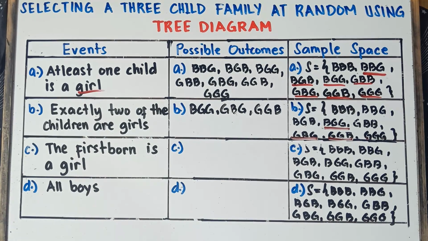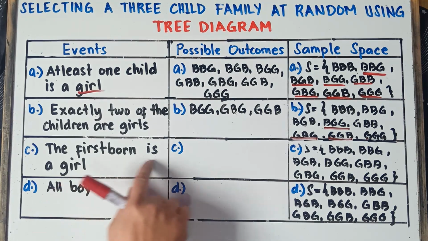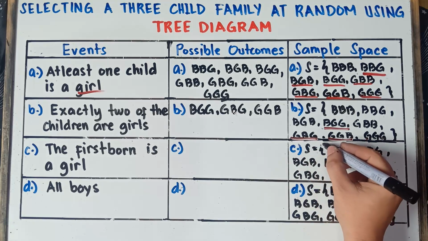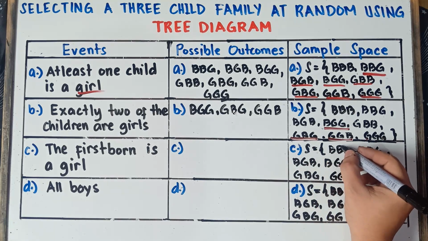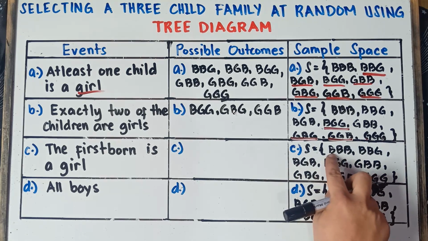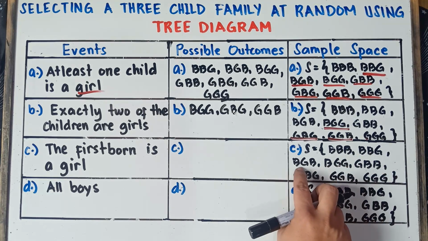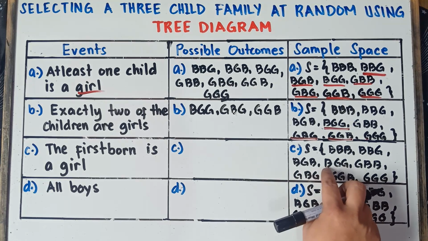Alright, so letter C. The firstborn is a girl. So look at the sample space. Once again, the firstborn is a girl. So firstborn is a boy. Nope. We cannot accept this one. Firstborn is a boy. Nope. We cannot accept this one. This one, nope. This one, nope. The firstborn is a boy.